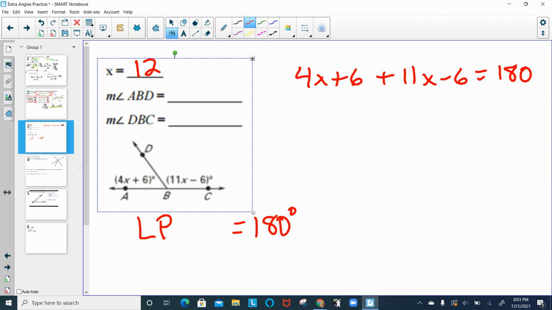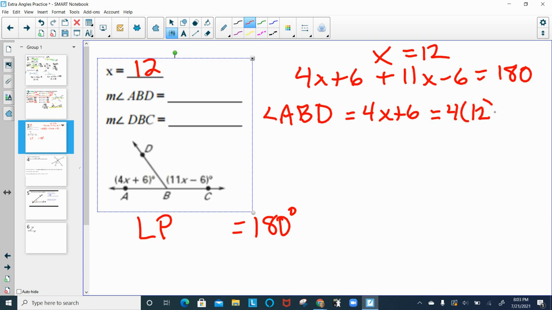Now they're asking me to find ABD. So if we look at the picture and just make sure, angle ABD is 4x plus 6. Let me write x is 12 up here too. So we're going to take that 12 and substitute or plug it in for x. 4 times 12 plus 6 will give us 54. 48 plus 6 is 54.